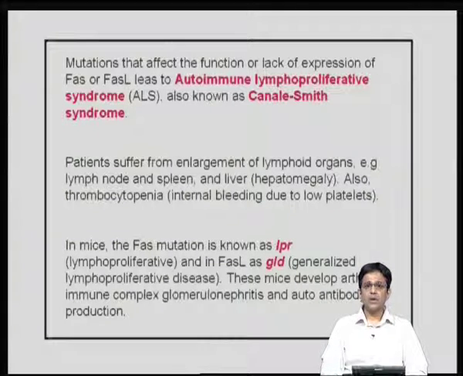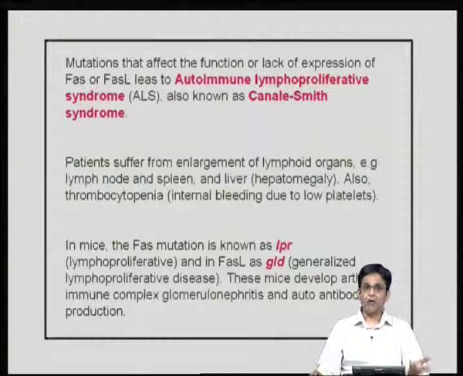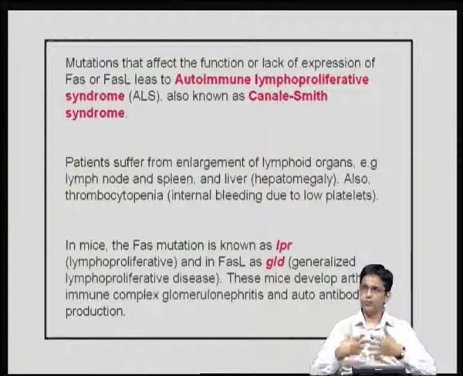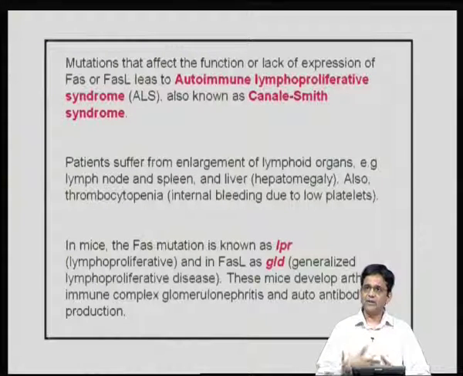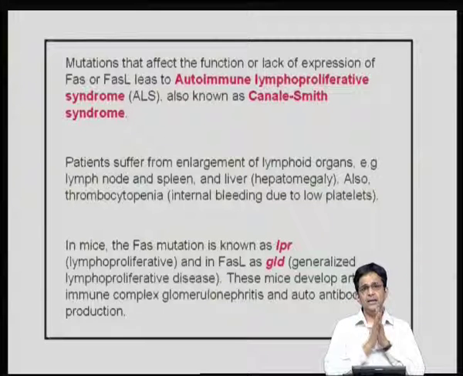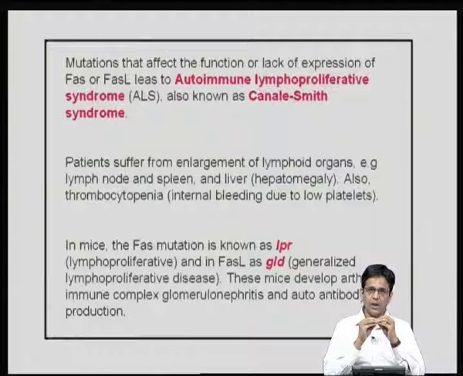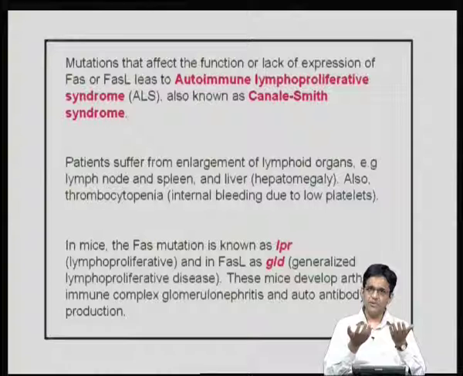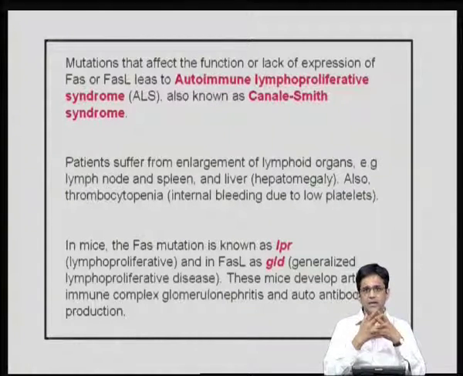Now in mice, mutations in FAS are known as LPR, which stands for lymphoproliferative, and mutation in FASL is known as GLD, or generalized lymphoproliferative disease. These mice in fact develop arthritis and immune complex nephritis, which means there is a problem with kidney function. That is because you have accumulation of these antigen-antibody complexes, which do not get filtered easily. They clog up the kidneys and affect filtration, which results in inflammation and problems in kidney function. You also have autoantibody production. So you can see that mutations in FASL result in autoimmune disease, and these are key examples. It's a very important aspect because one needs to ask, if a particular protein or set of proteins is playing an important role, what happens in terms of in vivo function and in terms of disease. So this aspect is key.